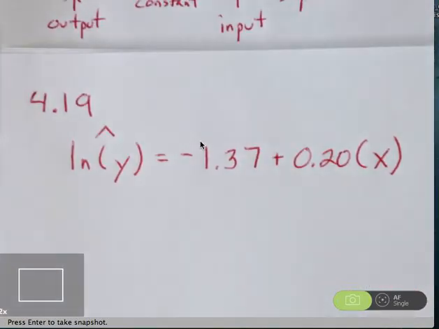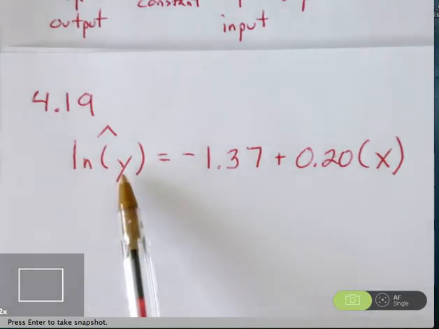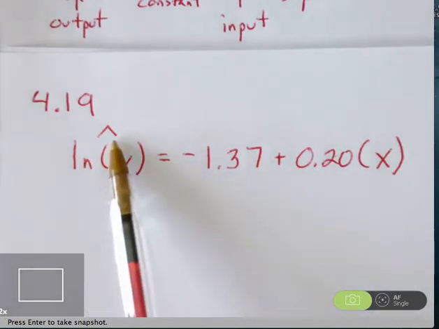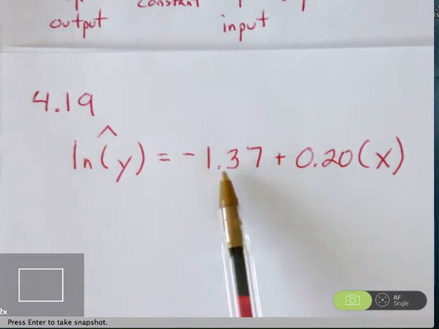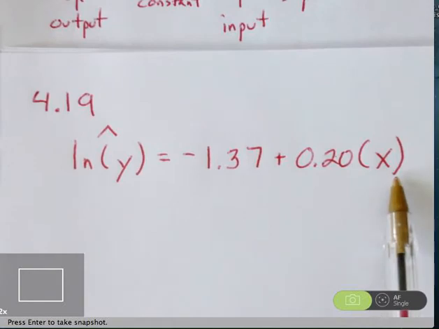So let's switch over then, so you can see what I'm writing here. So for question 4.19, this is the linear model that we just estimated. So the natural log of the response variable, which is a prediction, that is equal to the constant, negative 1.37, plus the slope of 0.20 times x.